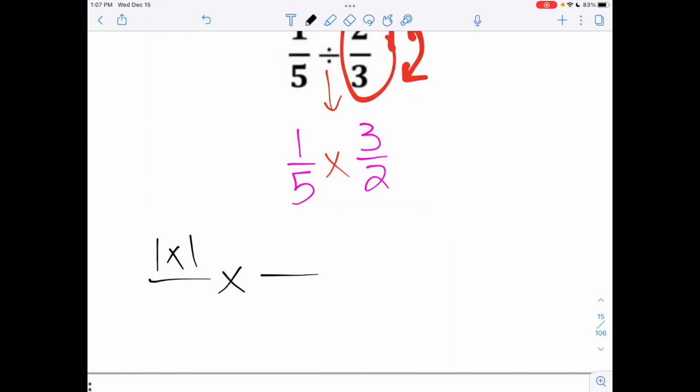1 times 1 is 1. All the other numbers are prime. 1 times 2, 1 times 3, and 1 times 5. So the only thing that's common is 1s. 1 on the top, 1 on the bottom. 1 on the bottom, 1 on the top.